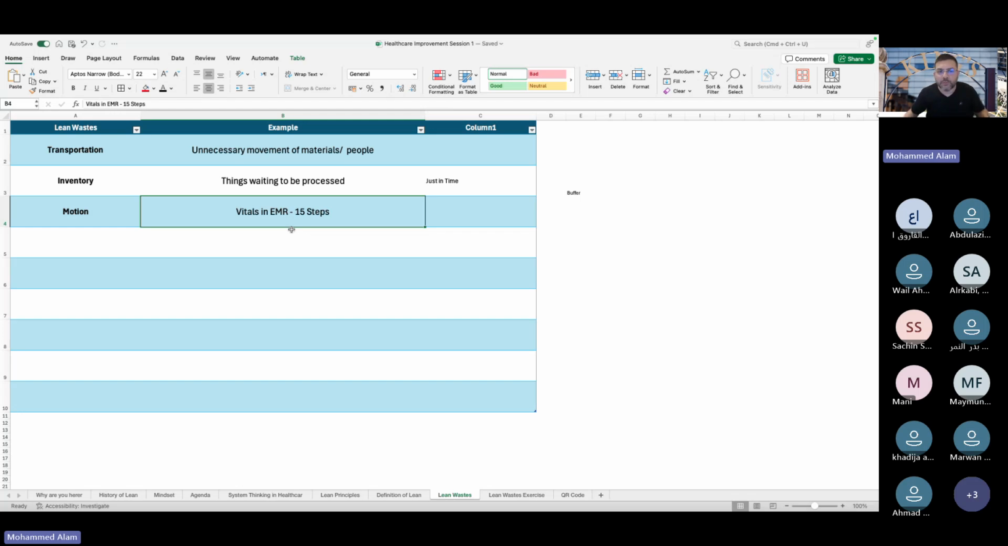Now let's say you are able to minimize this from 15 steps to 7 steps. Immediately, every day, you're able to save 2,000 minutes.